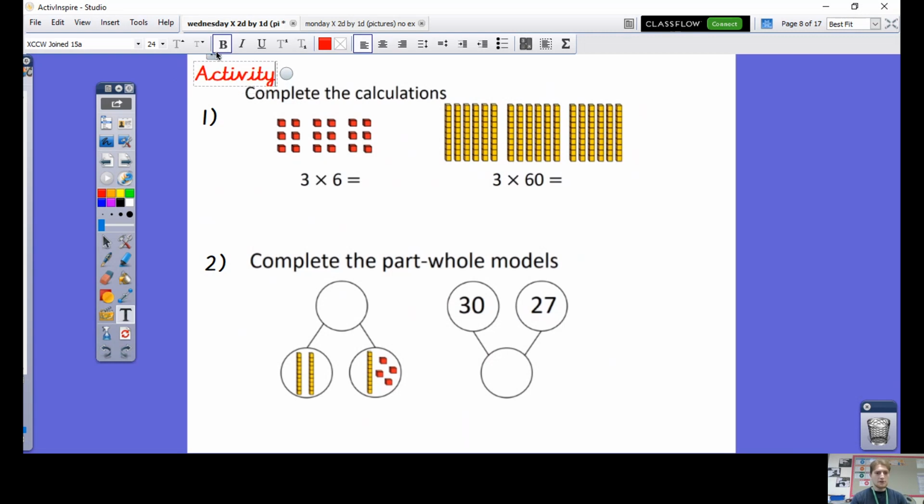Great. So go through these slides, pause them when you need to, answer the questions on the slides, and the answers will be at the end.